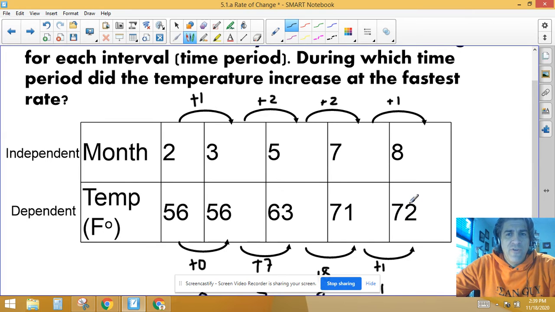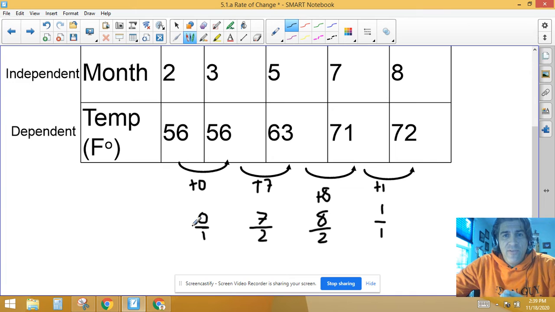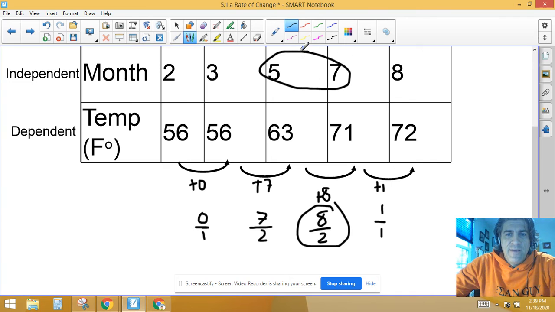Which one increased at the fastest rate? Well, which one of these, fastest meaning biggest? Go ahead. I'll give you time to select the best answer. Is it from 2 to 3, 3 to 5, 5 to 7, or 7 to 8? Great. It is 4. Between months 5 and 7 was the greatest increase. Fastest increase, I should say.